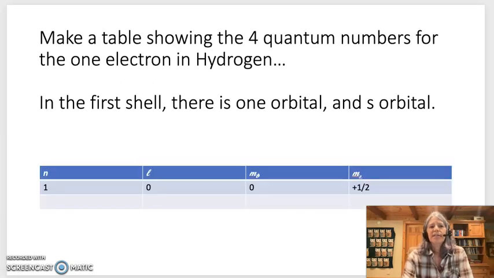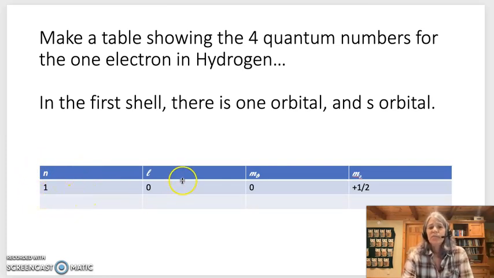So again, hydrogen and helium are the first 2 elements, and here we're just going to make a table that shows the 4 quantum numbers for the 1 electron in hydrogen, the first element in the periodic table. First, it's in the shell of 1, so this represents the shell, and this is 1, the quantum number 1.